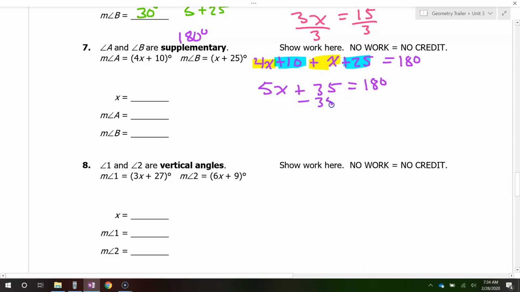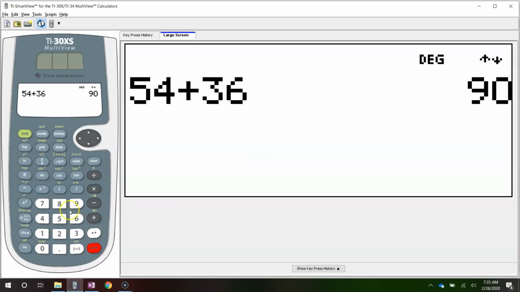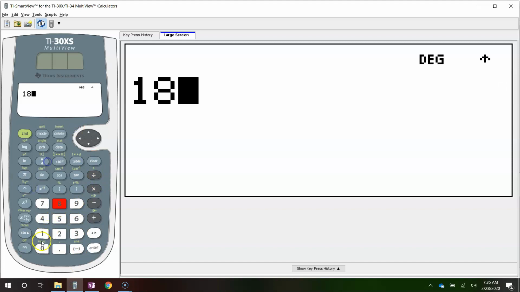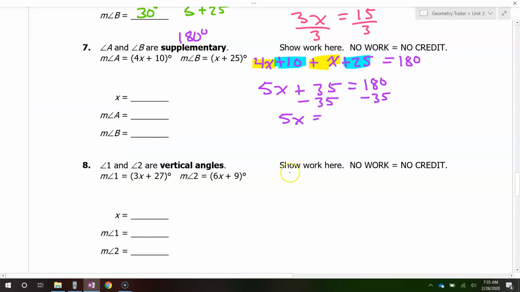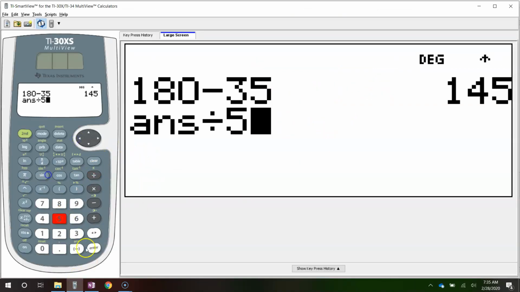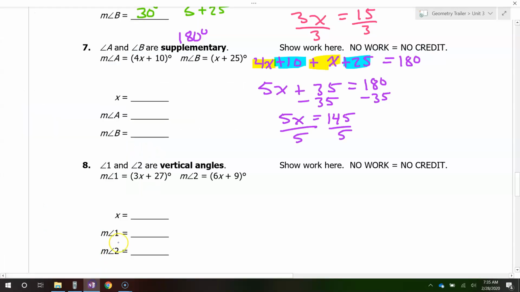And then we subtract 35 from both sides. So that will give us 5x is equal to 145, and then we will divide by 5. So that's 29. So x is 29.